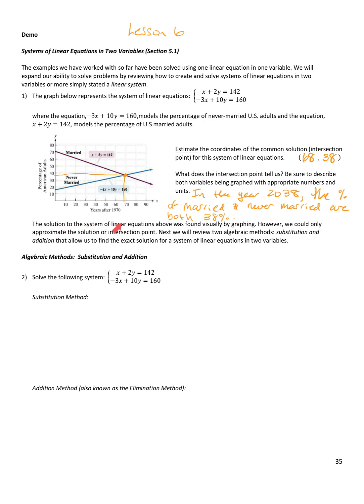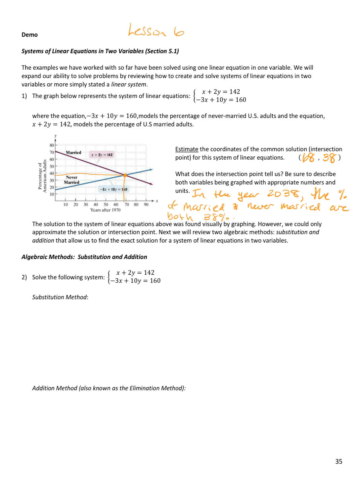So the solution to the system of linear equations was found visually by graphing. However, we could only approximate the solution of the intersection point. We couldn't get a very good value here because the scale wasn't helpful enough to give us exact values. So we're going to review two algebraic methods, substitution and addition, also known as elimination, that allow us to find the exact solution for a system of linear equations in two variables.